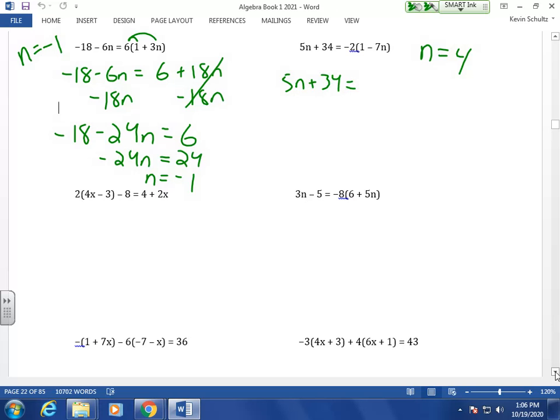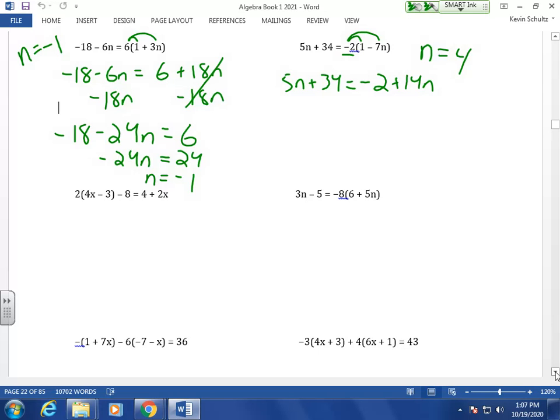Okay. So for this one, again, that left side, we're not going to do anything with. And distributing in that negative 2, it's important to remember that that sign belongs to it. Okay? It's negative 2 times what's in our parentheses. So negative 2 times 1 is negative 2. Negative 2 times a negative 7n gives that positive 14n. Positive 14n.